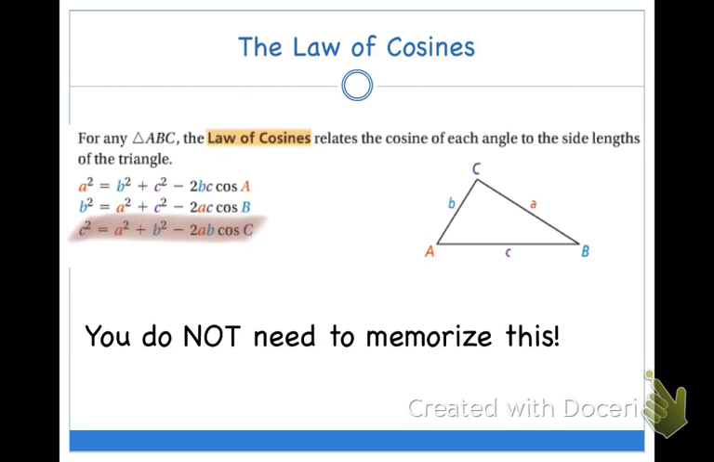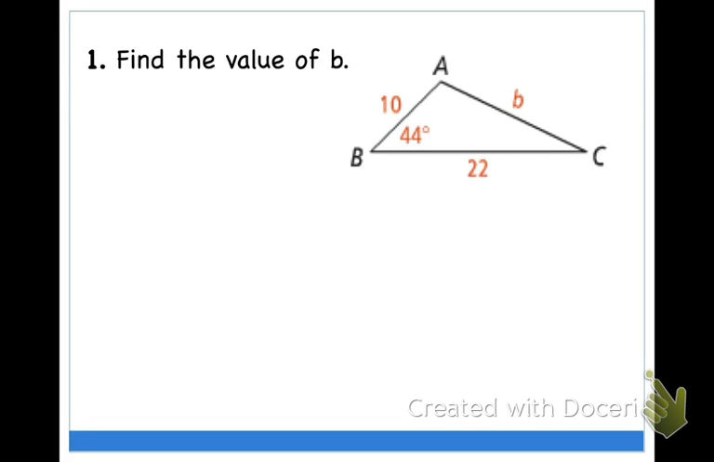Because this is a more complicated formula than law of sines, you don't need to memorize this. You do need to know the law of sines, but you do not need to know the law of cosines. On your test, I'm going to give you this formula. But we're going to use it. So we're going to go back to that original triangle that we could not use law of sines on, and we're going to use law of cosines to find the value of b.